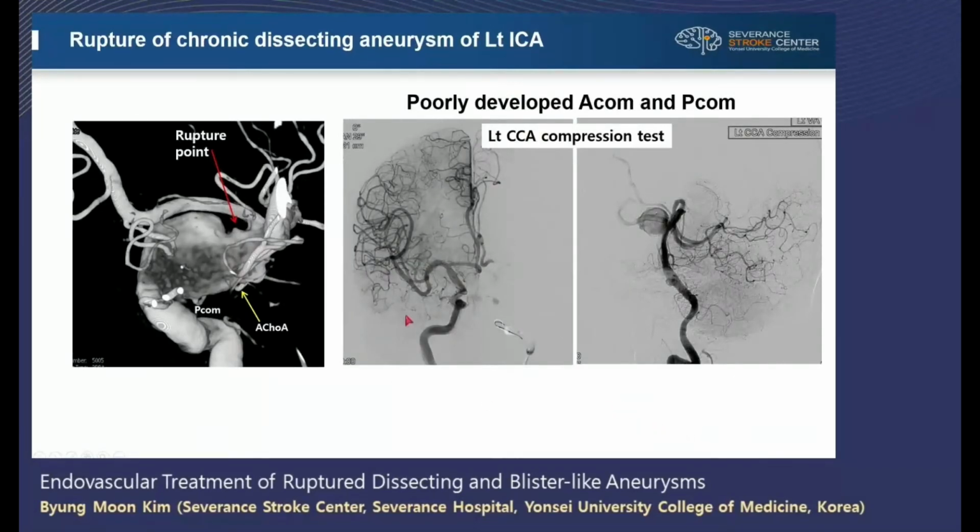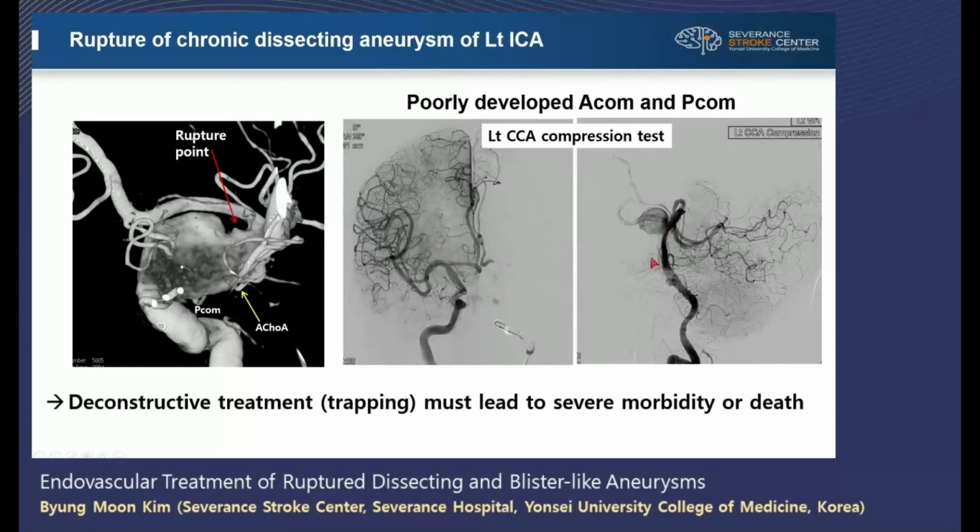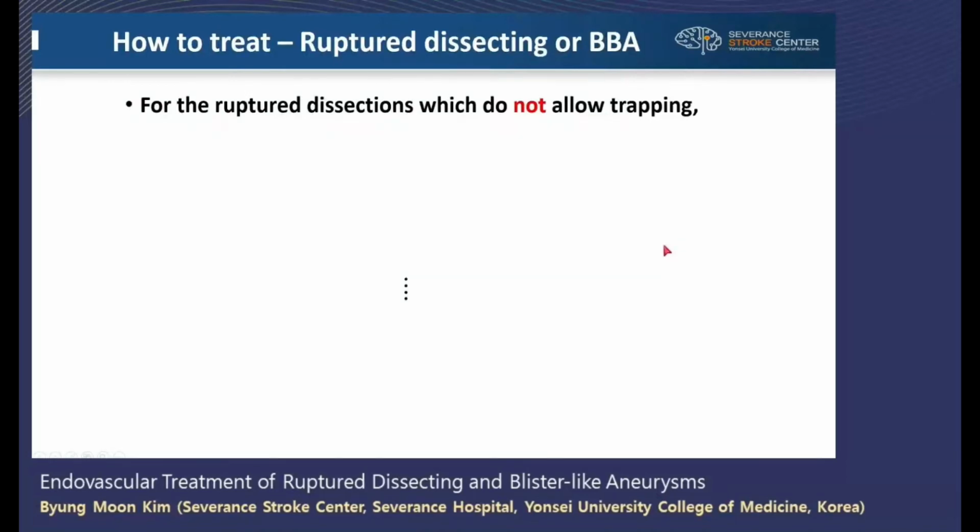This is another example. This chronic dissecting fusiform aneurysm ruptured. This may be the rupture point. This is the PCOM origin. This is the anterior choroidal artery origin. Unfortunately, the compression test shows poorly developed ACOM and PCOM. So in this case, deconstructive treatment must lead to severe morbidity or maybe death. How to treat ruptured dissecting aneurysms which do not allow trapping?